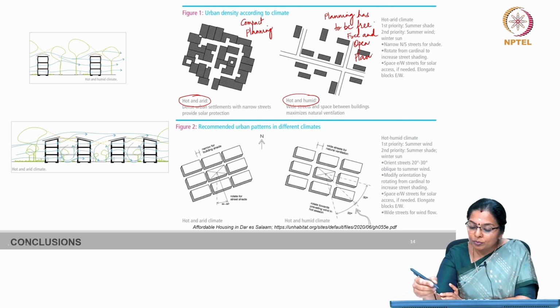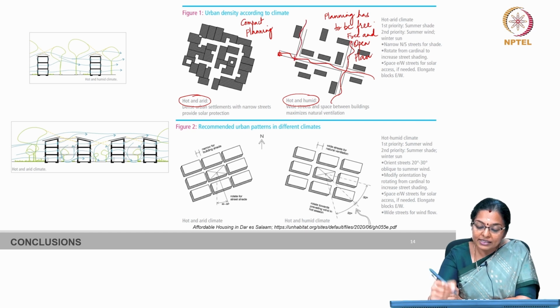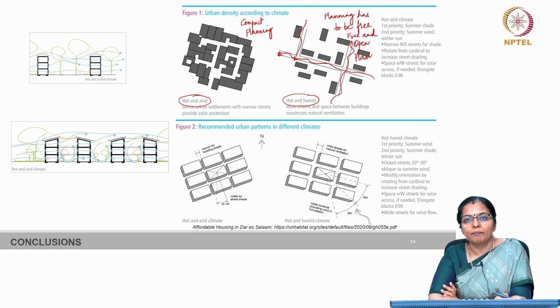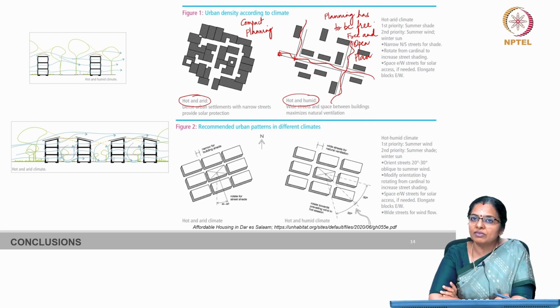So, you should not have narrow streets, but you should have streets which facilitate proper ventilation in the hot humid climate, whereas in the hot dry climate it has to be opposite. You should use appropriate solar shading, appropriate building materials, should use appropriate window sizes. All of these we will see in the forthcoming classes.